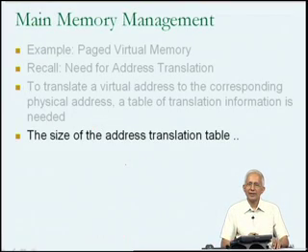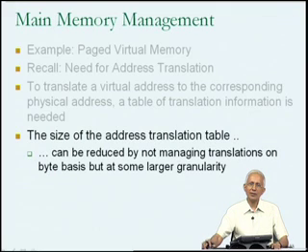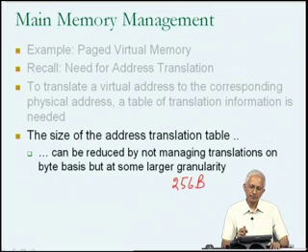Okay, so the size of the address translation table was a concern to us, and we saw that the means of reducing the size of the address translation table was by not managing translations on a byte basis. In other words, not a separate entry in the address translation table for each byte address, but at some larger granularity, such as one address translation table entry for each 256 bytes of the virtual address space. Right, so, this seems to address the problem of the size of the address translation table.